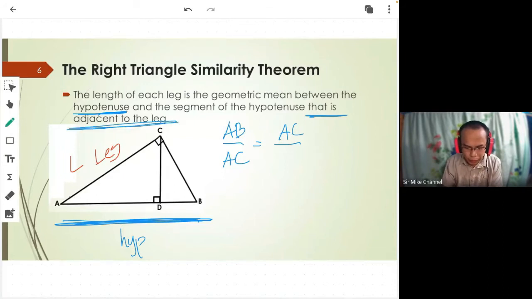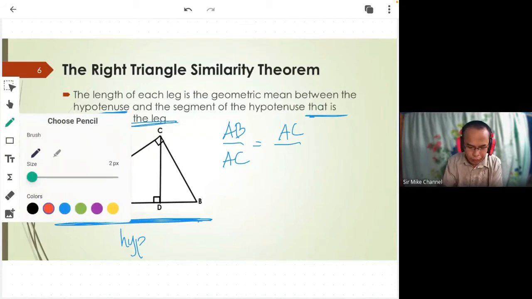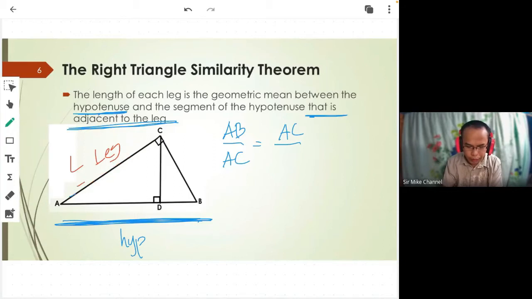So ito yung leg natin, class. Ito yung longer leg. Okay. Ito tandaan na. Ito yung longer leg. Ano yung adjacent niya dito? So adjacent to the hypotenuse natin, ito yung part na yan. Okay po? So ito yung leg natin, adjacent niya ito. So that is line segment AB. Okay, yan po yung sagot natin. Okay, how about the other one?